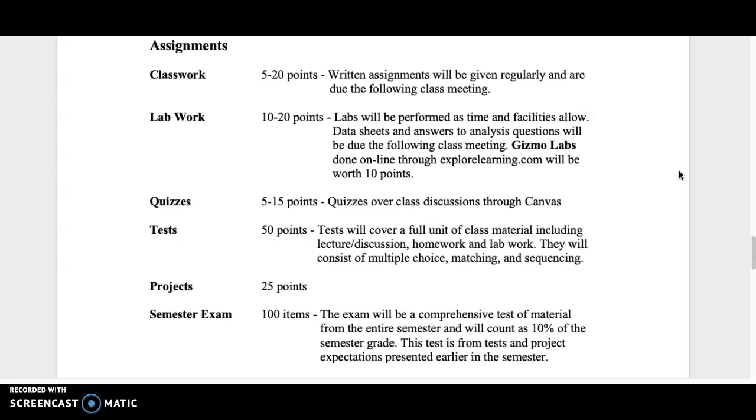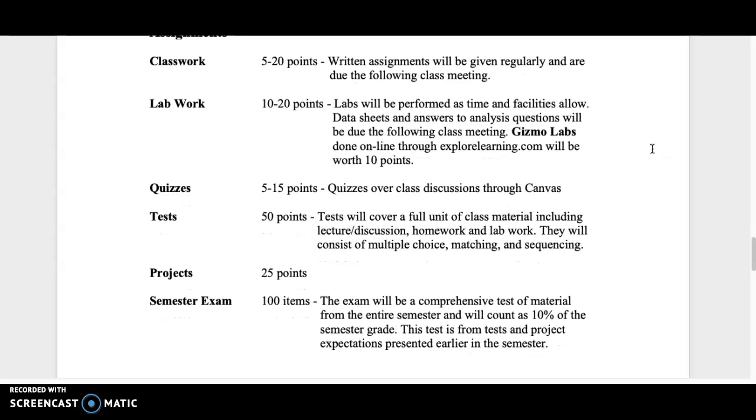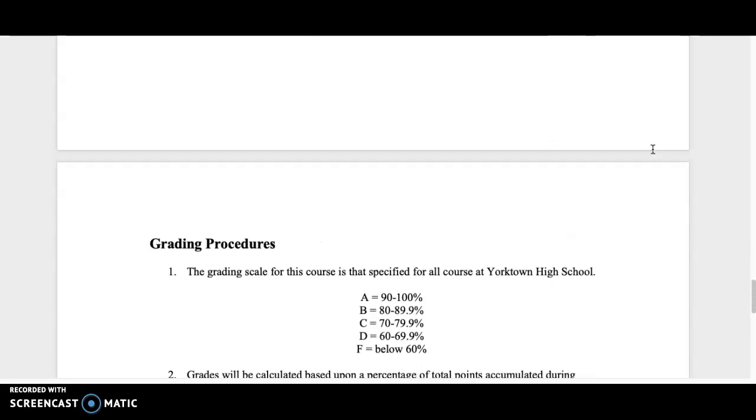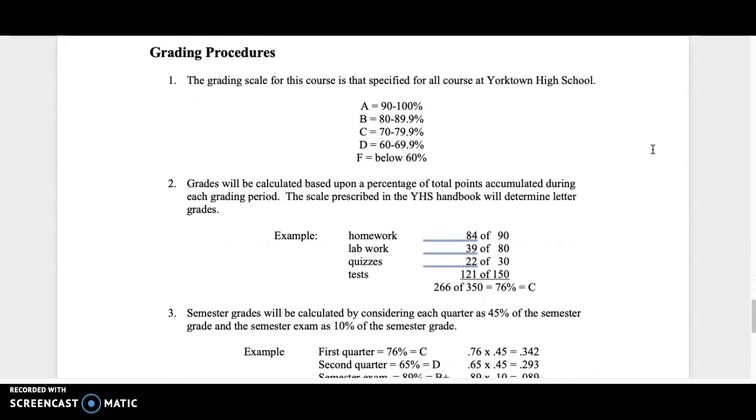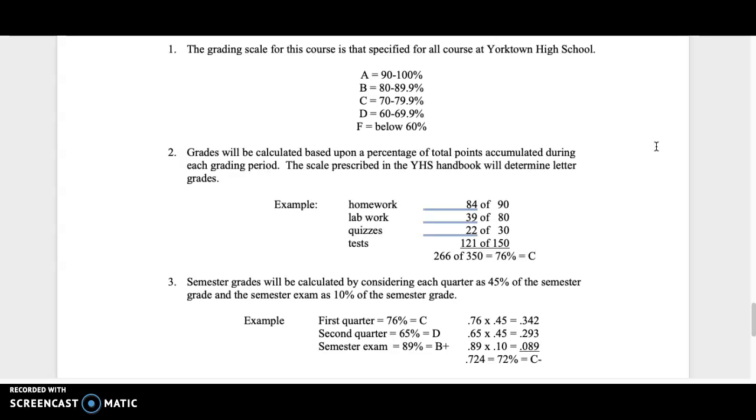And then finally, at the end of each semester, you will have a semester exam, 100 items, and that semester exam counts as 10% of your grade. I'll talk about that more here when I get to the grading. So, grading, as I mentioned, we follow the basic grading 90, 80, 70, 60 for A's, B's, C's, D's. Anything below 60 will receive a failing grade.